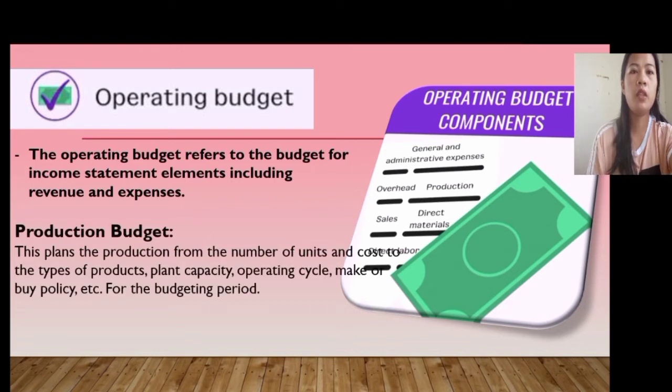So under the operating budget, there is a production budget. Production budget covers the number of units and cost, the type of products, plant capacity, operating cycle, make or buy policy, etc. for the budgeting period. So in production budget, it is all about how much production needs to be made, or the plant capacity, or the operating cycles, or the time that the product should be done.